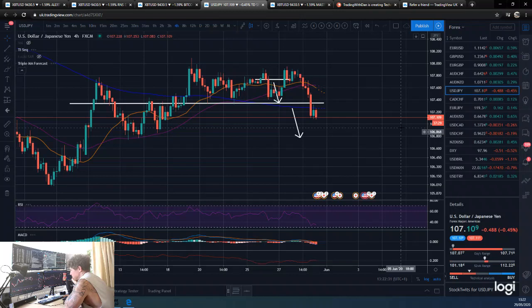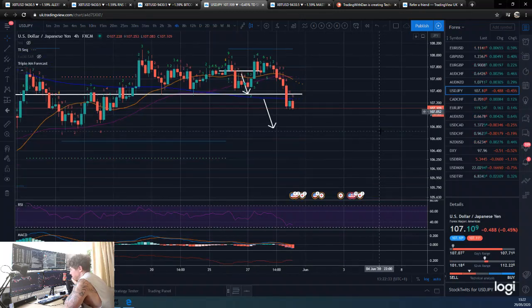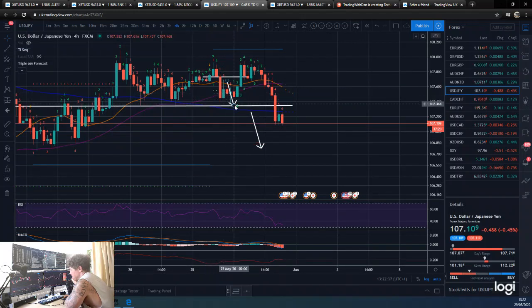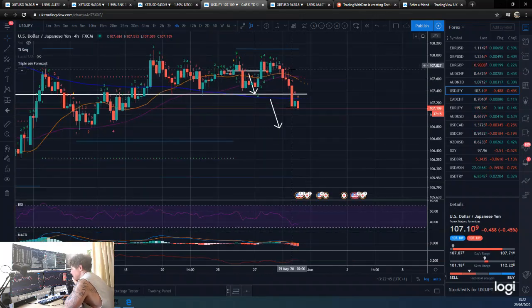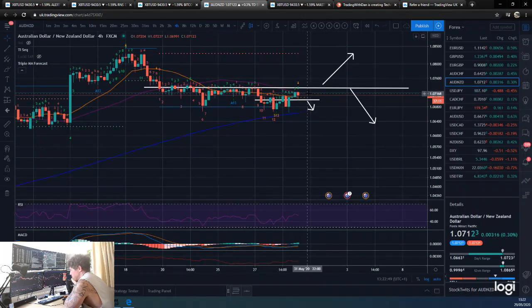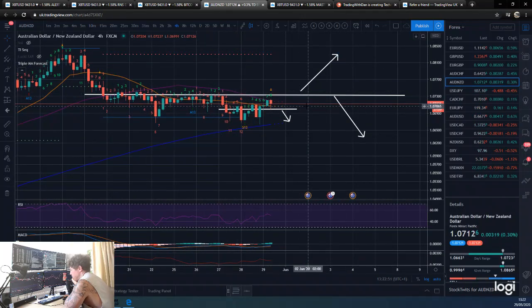So US dollar, Japanese yen. Yeah, so we had our breakdown. We basically got to our target almost perfectly. We had then a bit of a retrace, sort of a double top of sorts. Similarly to how we drew this here, you sort of drew the line at the top. If we break that, it's onwards and upwards. If we don't bounce off it, we come down.